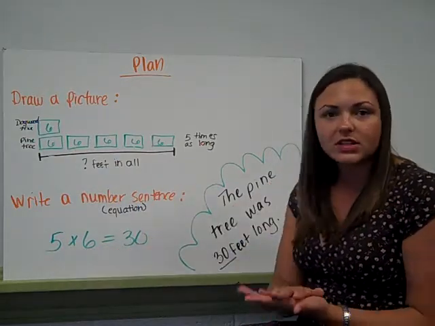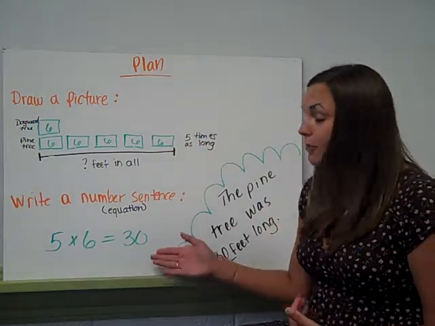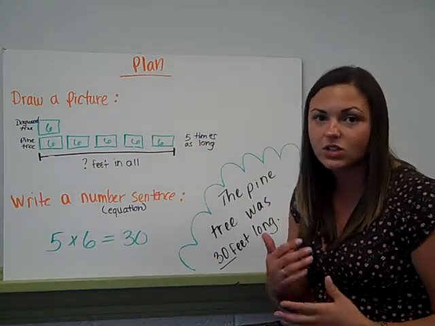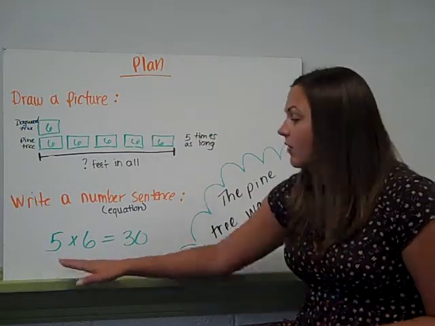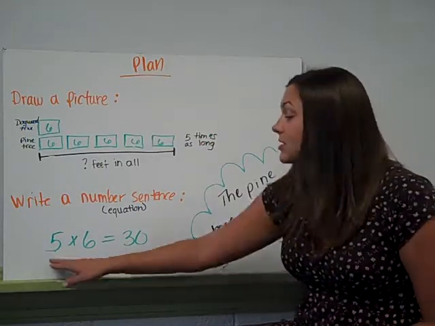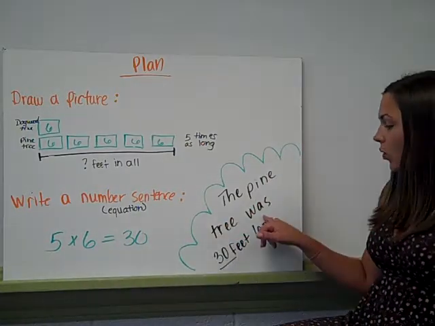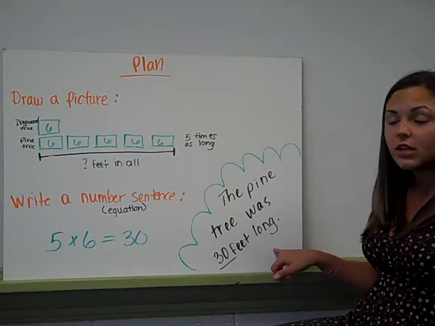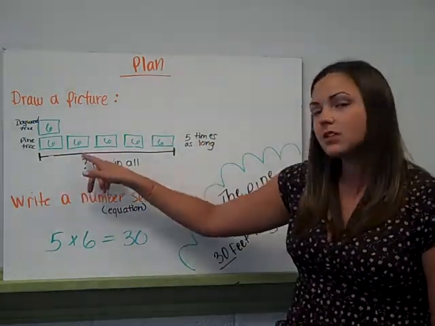I could flip-flop this because the commutative property of multiplication says that 6 times 5 is going to give me the same product. That's up to you, however you decide to write it. Regardless of the way you write it, you're still going to get the same product. 5 times 6 is 30. 6 times 5 is 30. So the pine tree was 30 feet long. Now, instead of writing multiplication, think about to yourself, what else tells me multiplication?